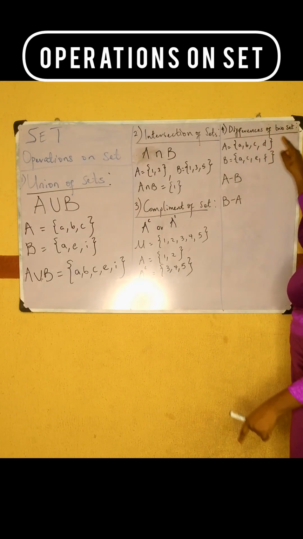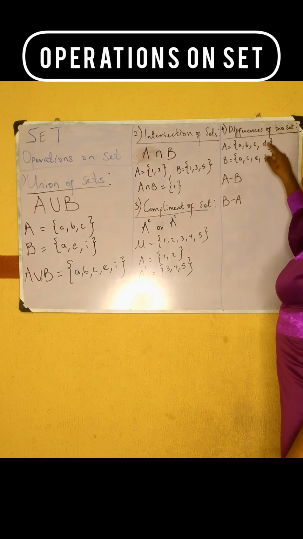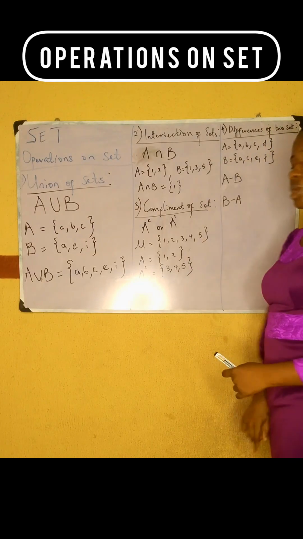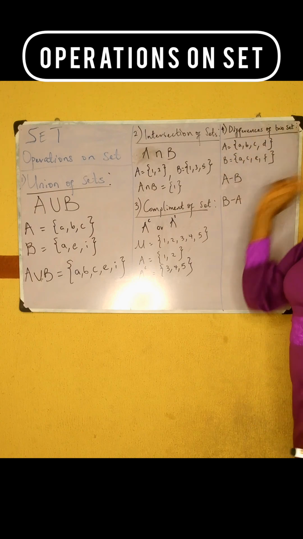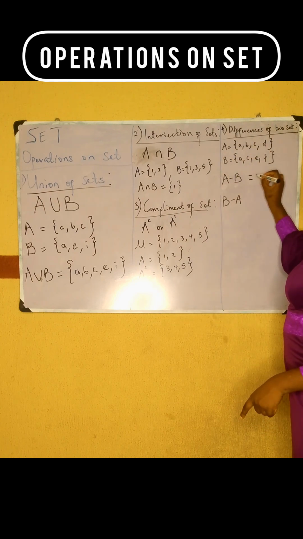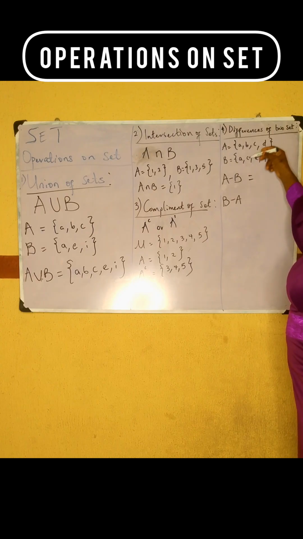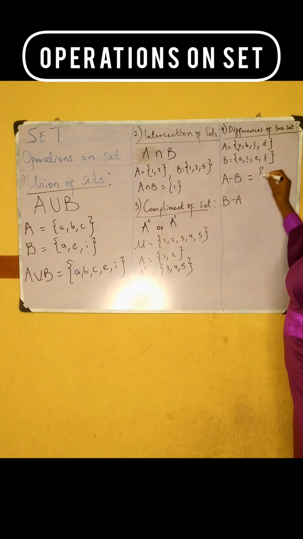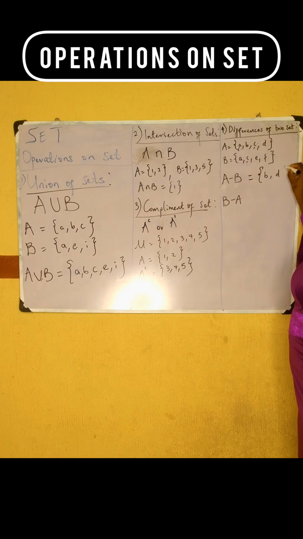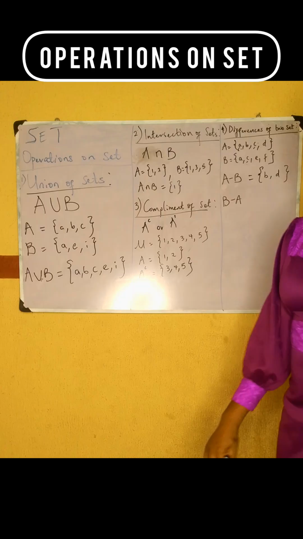So you check what elements of B are in A, and remove them. Now if you observe, A is in A and A is in B. C is also in A and B. So the two elements that are elements of B are also elements of A, namely A and C. So we'll remove them from A. If we remove A and C from A, what will remain? B, D. That's A minus B.